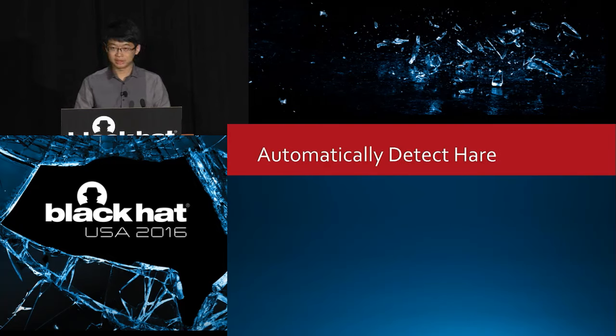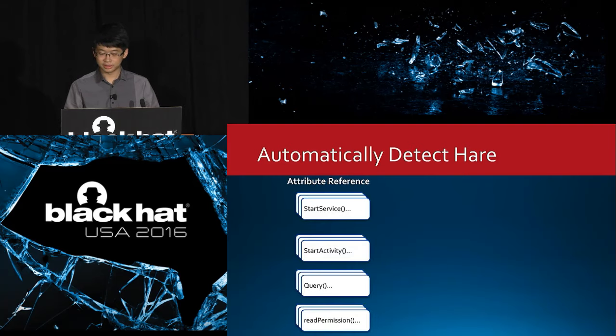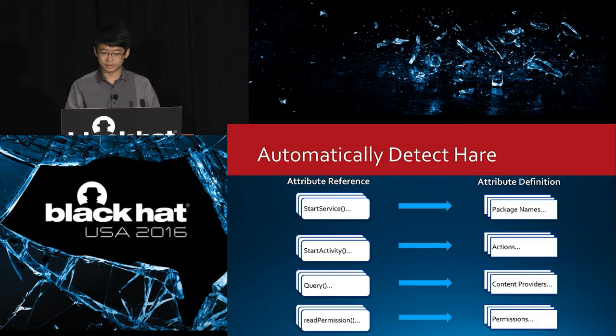After revealing these attacks, the next step was to build a tool to automatically detect such problems. The idea is to find all the occurrences of attribute references and check if all of them refer to existing attribute definitions. If one of them refers to a non-existing one, it is a case of Hare flaw.